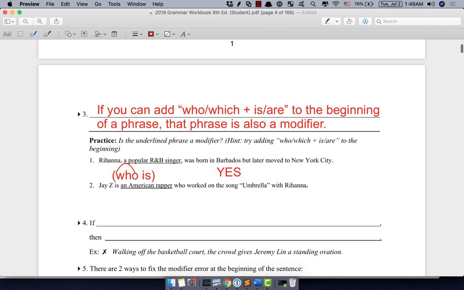Now let's look at number two. Number two, an American rapper. This looks just like number one, a popular R&B singer. Is an American rapper a modifier? You do the same thing. You try to add in a who or which plus is or are to the beginning of this underlined phrase. And you read the sentence. So now the sentence becomes Jay-Z is who is an American rapper. And that doesn't sound right, right? There's like is who is. So the answer to number two is no, this is not a modifier. So point number three here is a self-check to figure out whether a phrase is a modifier or not, if it doesn't have a modifier starter.